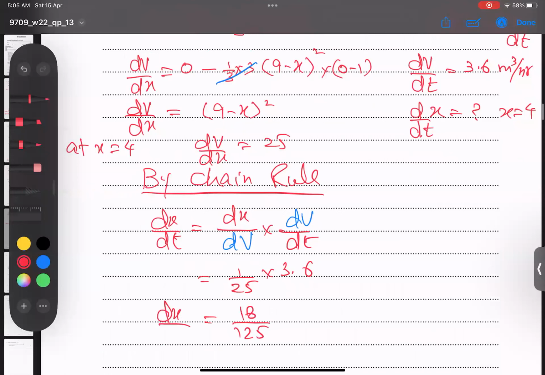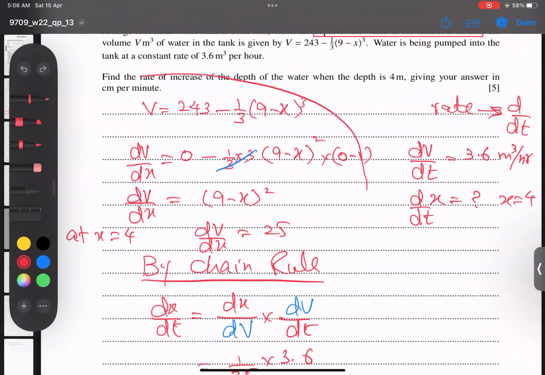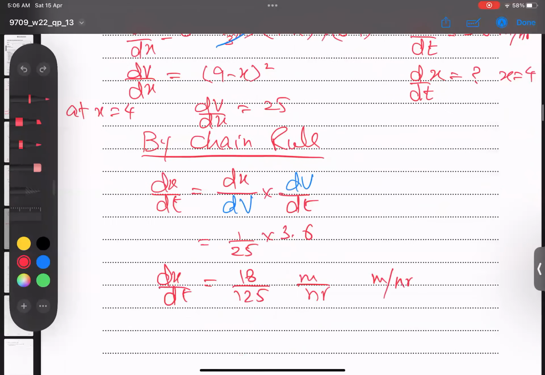This is the value. If I write it here, this x stands for depth, so meter per hour. You write it this way or that way, no issue at all. Just for the sake of understanding, I'm writing this way. So this is the unit of dx over dt. But you know what he's saying? No, give the answer in centimeter per minute.